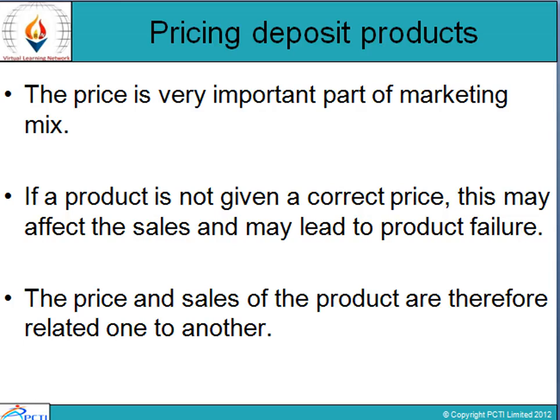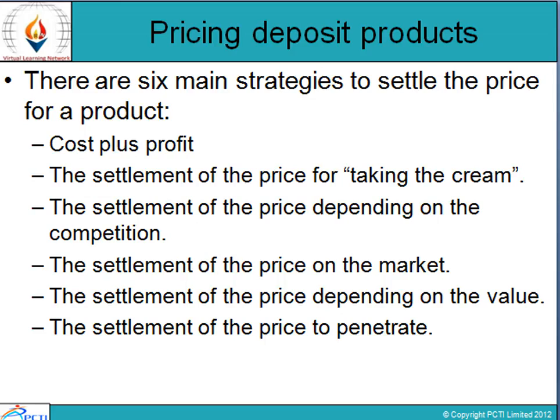When we say pricing deposit products, the pricing is a very important part in a marketing mix. So if a product is not given a correct price, क्या होता है, वो sales को ज़रूर affect करता है, and that may ultimately lead to the failure of the product. Price और sales हैं, they are interrelated and they are dependent on one another. There are 6 main strategies which are needed to settle the price of the product.